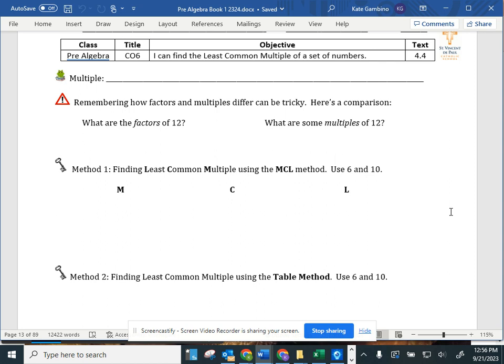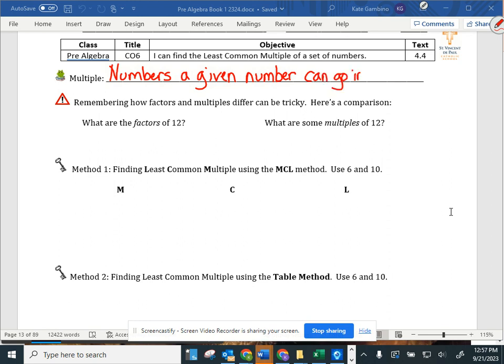So let's see what the definition of a multiple is. A multiple are numbers a given number can go into. Found by skip counting.